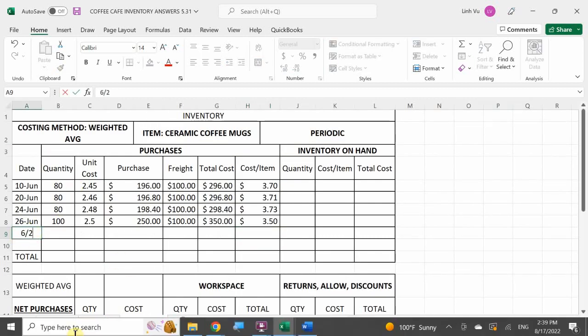Saying today is the 27th. We got 100 mugs at $2.51 with a freight of 100, which gives you 351. So therefore, it is $3.51. Okay. All right.